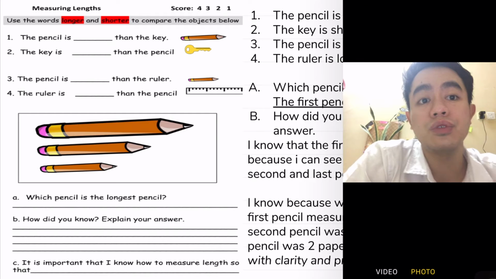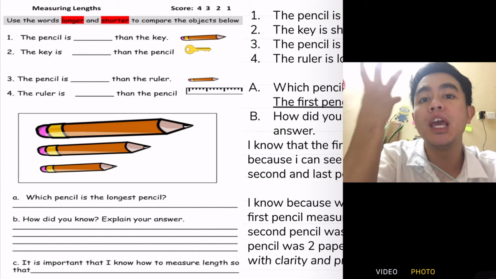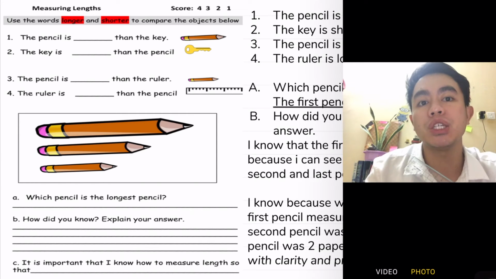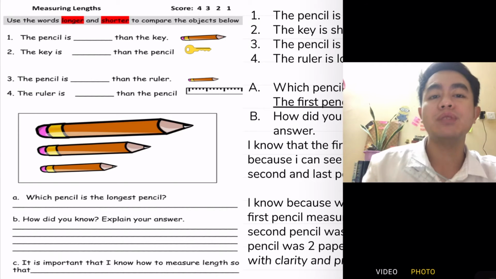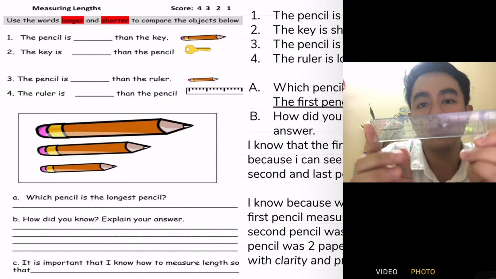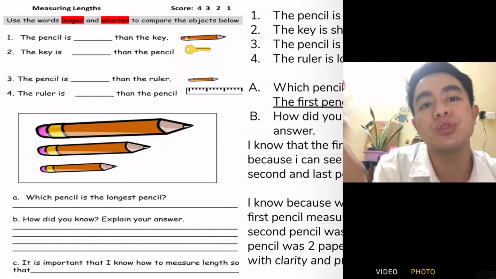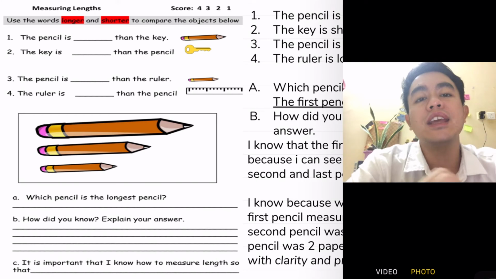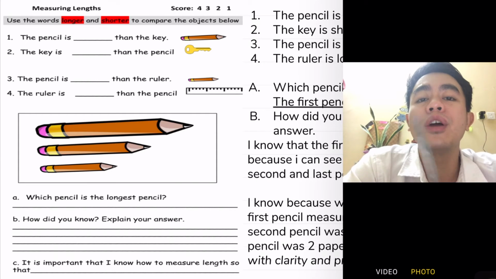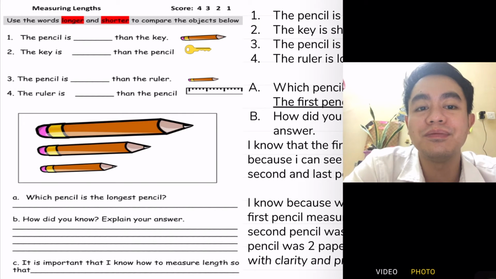So you can use a ruler as well to be exact, because that is communicating. You are talking using math. It's easier when you talk using numbers. I know because the ruler shows that this is 6 centimeters while the other one is just 3 centimeters. So I know that it's longer. So that is another example for us to explain or communicate with clarity and precision. Are we cool with that?